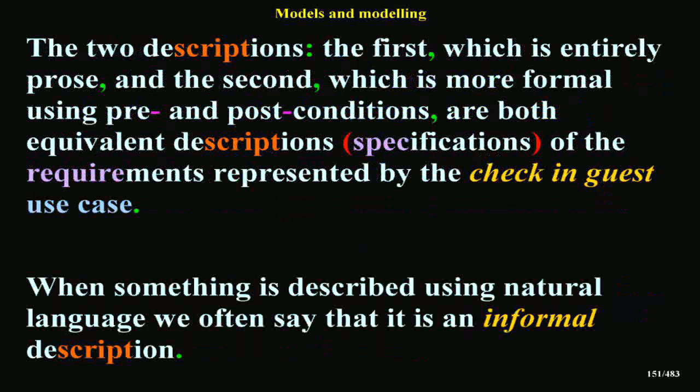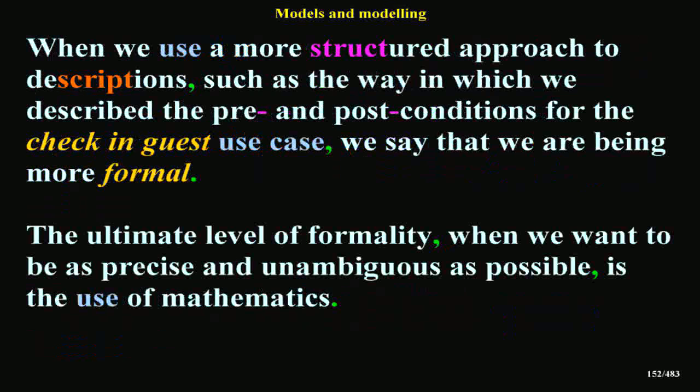The two descriptions, the first, which is entirely prose, and the second, which is more formal, using pre- and post-conditions, are both equivalent specifications of the requirements represented by the check-in guest use case. When something is described using natural language, we often say that it is an informal description. When we use a more structured approach to descriptions, such as the way in which we describe the pre- and post-conditions for the check-in guest use case, we say that we are being more formal. The ultimate level of formality, when we want to be as precise and unambiguous as possible, is the use of mathematics.